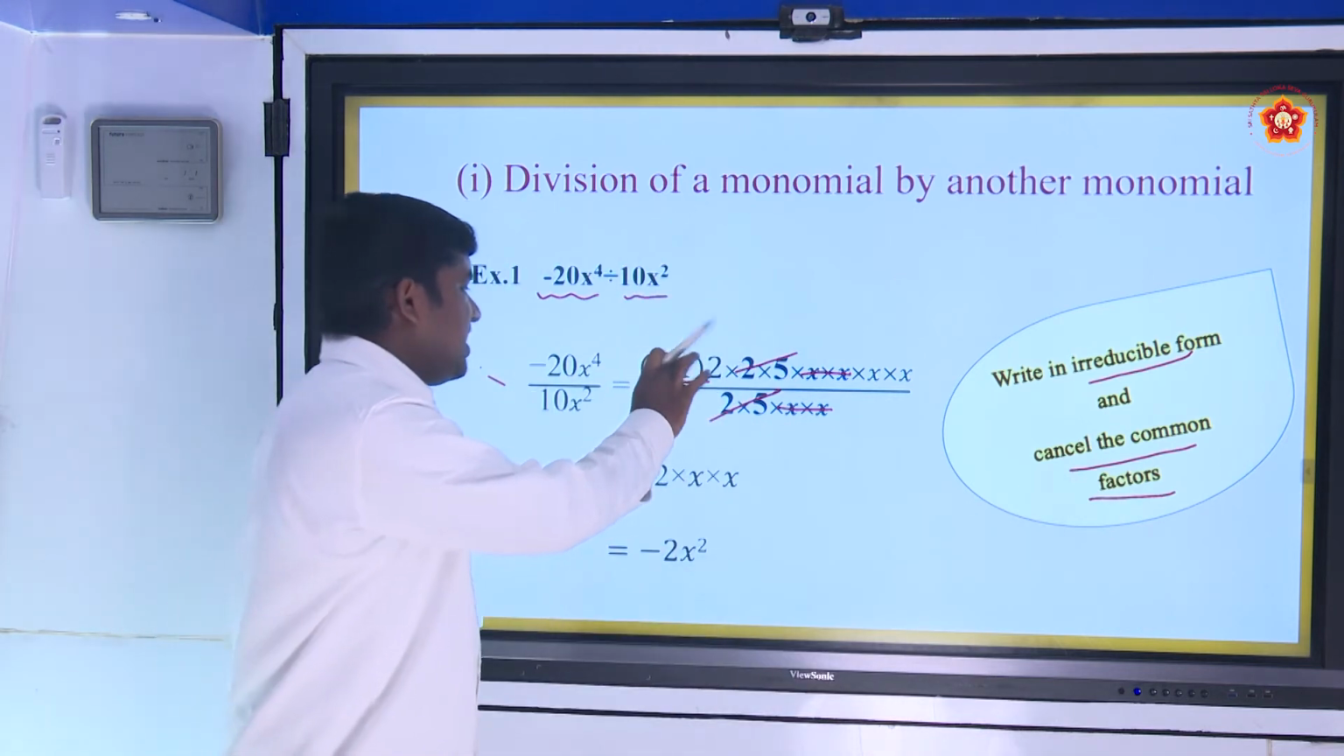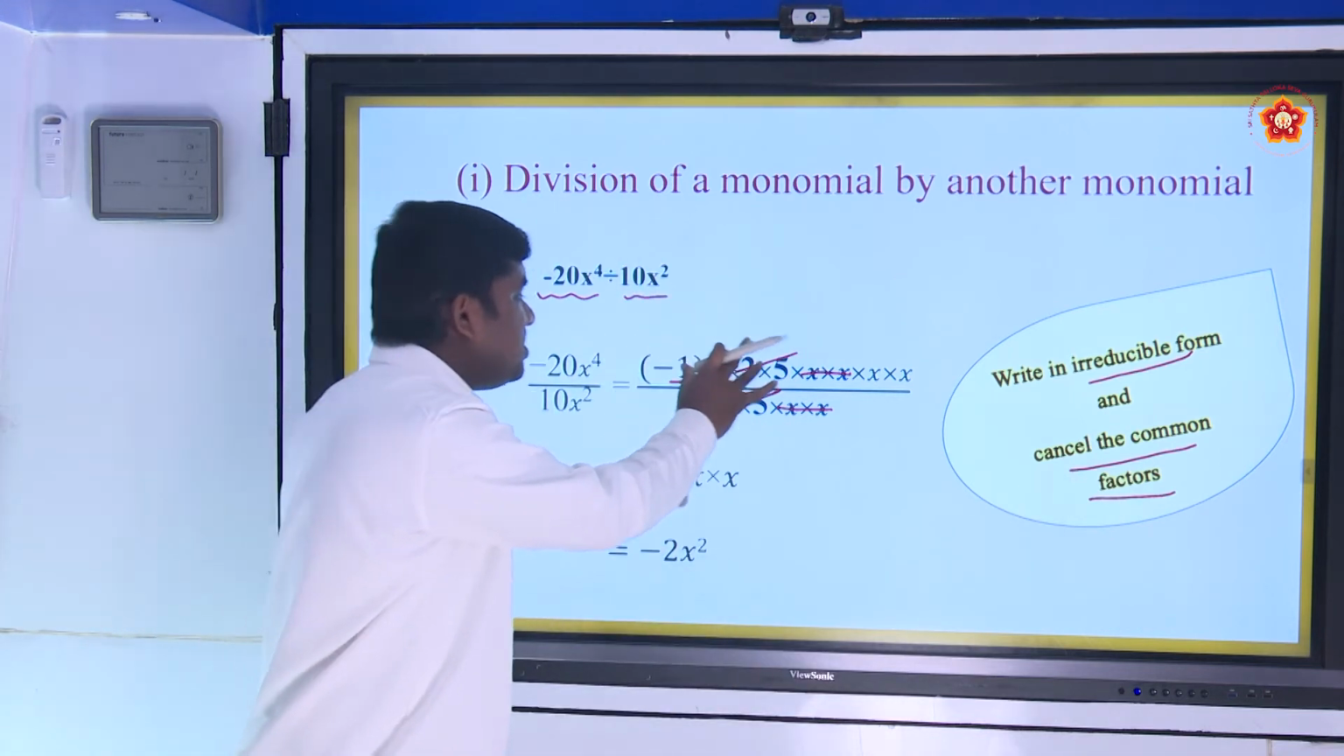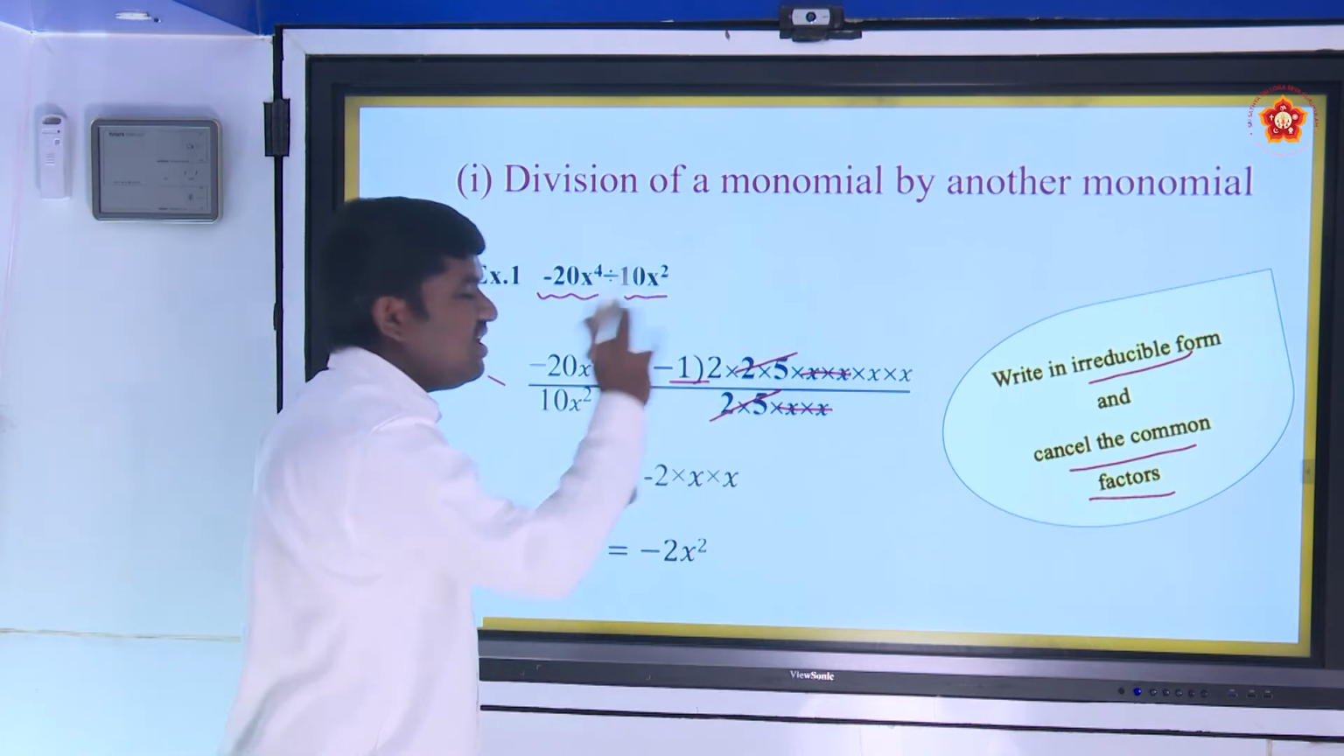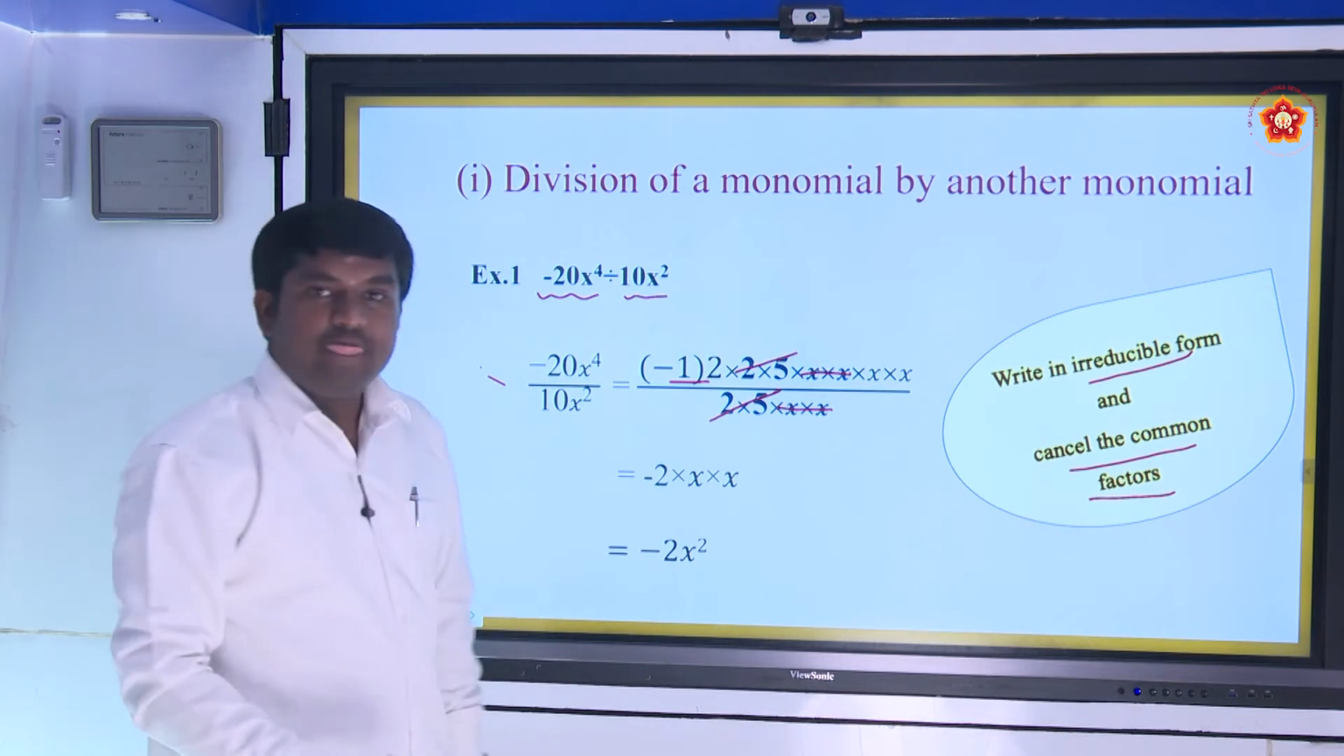Now we are writing irreducible forms of numerator and denominator. Then we are cancelling the common factors. Then we will get the answer.